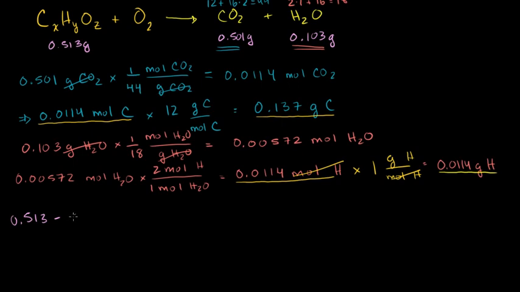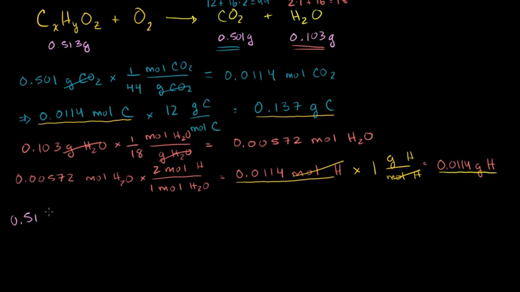So minus 0.137. Let me do it in that same color so you know where I'm getting these numbers from. Minus our grams of carbon, 0.137 grams of carbon, minus, I'll do it in the same orange color, where's our grams of hydrogen? Minus 0.011.